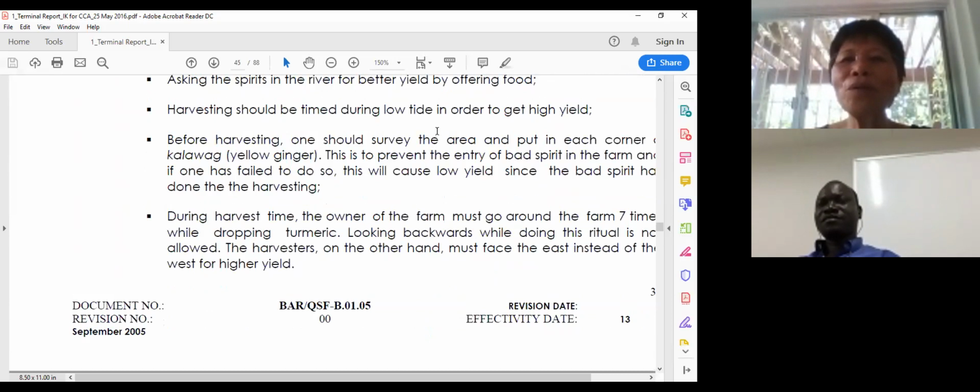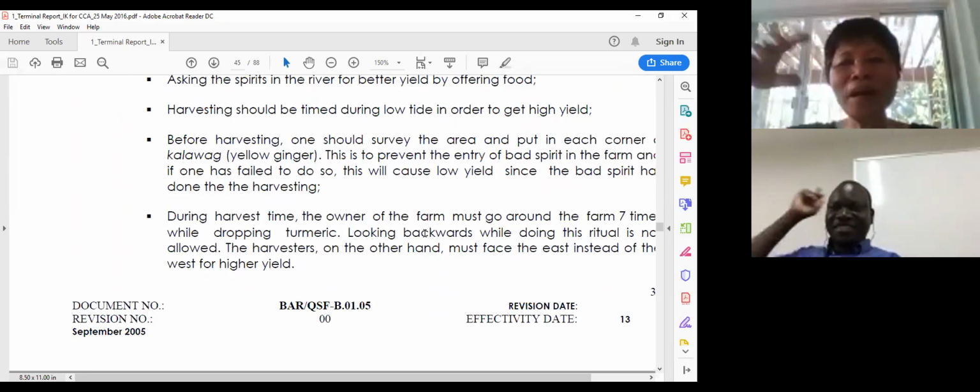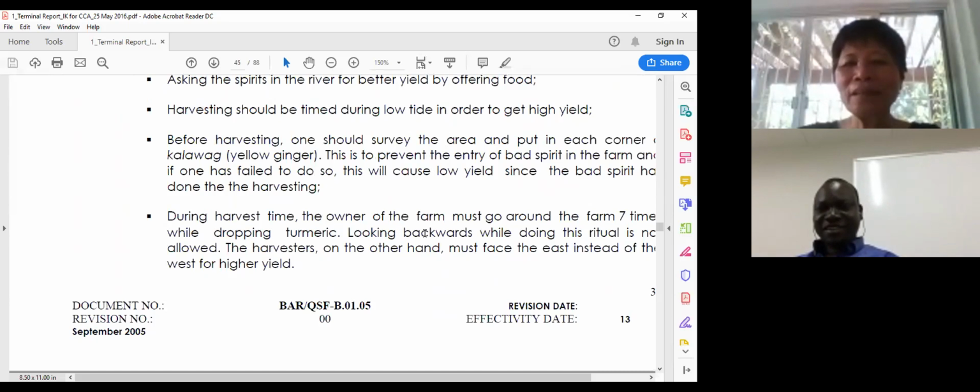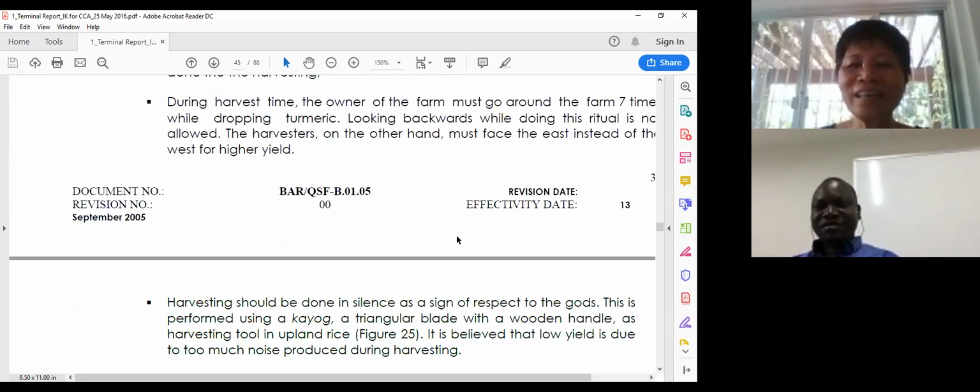Harvesting should be timed during low tide in order to get a high yield. Before harvesting, one should survey the area and put kalawag or yellow ginger. This is to prevent entry of bad spirits in the field. You should have some of these practices. During harvest time, the owner of the farm must go around the farm while dropping yellow ginger or turmeric. Looking backwards while doing this is not allowed. The harvester must face the east for a higher yield.